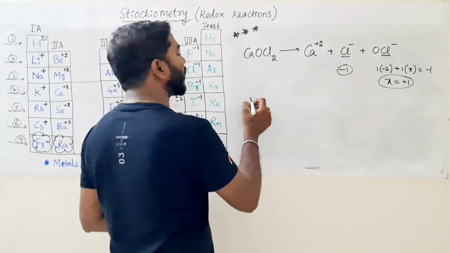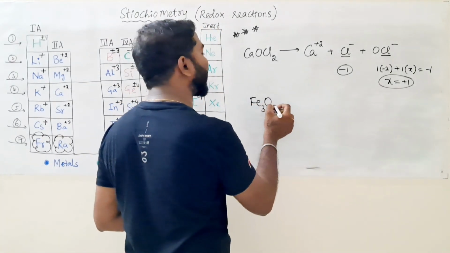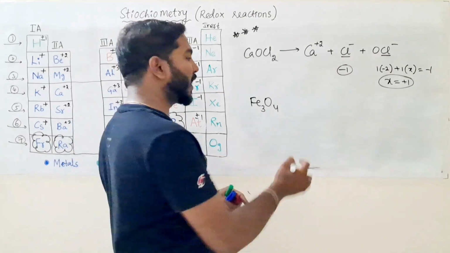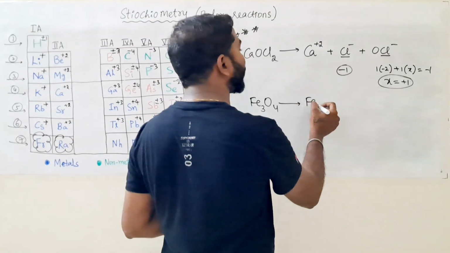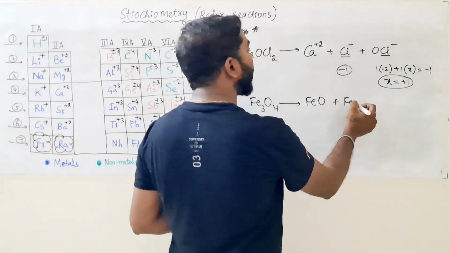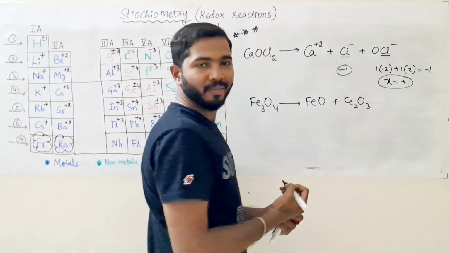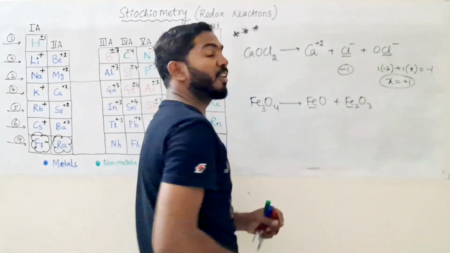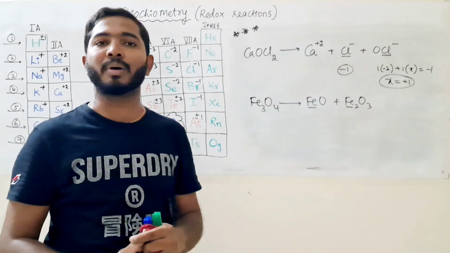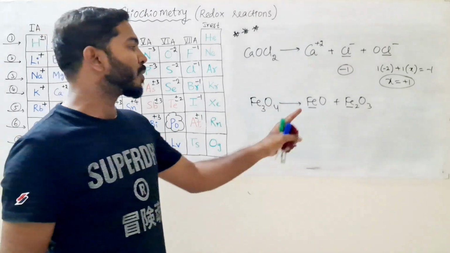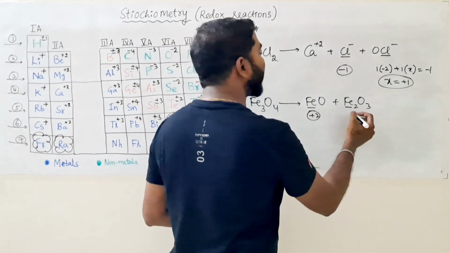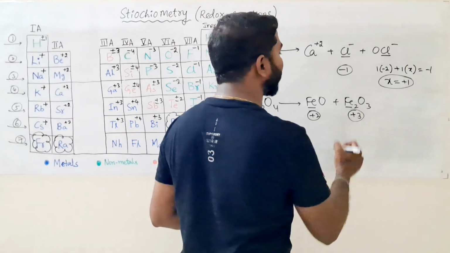Similarly, if we take some mixed oxides like Fe3O4, this is a mixed oxide, which is made up of two different oxides, FeO and Fe2O3. Even in this particular Fe3O4, we are going to get two different oxidation numbers for two different iron atoms. Here it is +2 and here it is going to be +3.